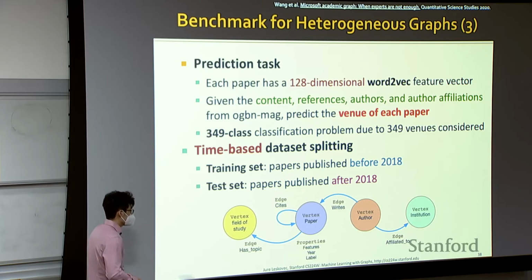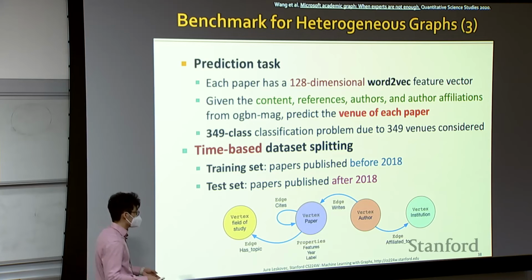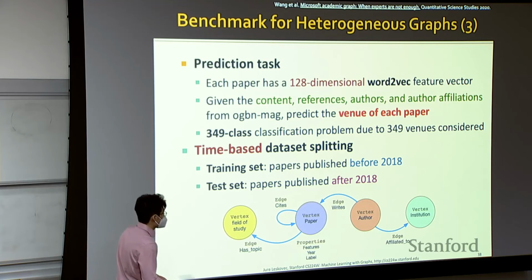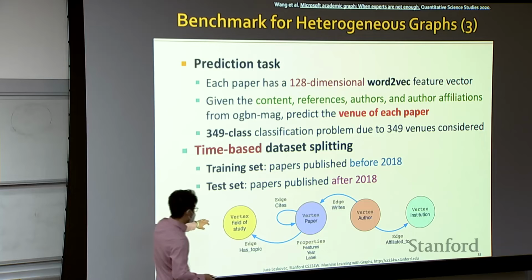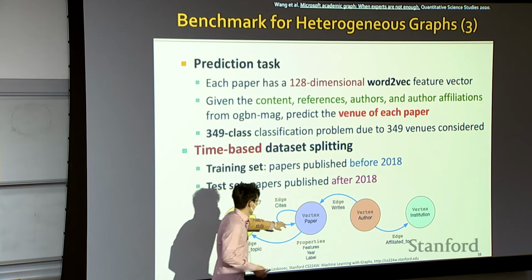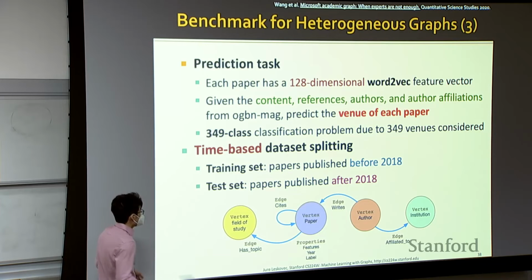So it's a standard approach in natural language processing to get an easy-to-compute encoding for a given sentence or paragraph. And then given the features we have for different types of nodes, we want to predict particularly for the paper node type, the venue of each paper. It is regarded as a 349-class classification because there are this number of venues.